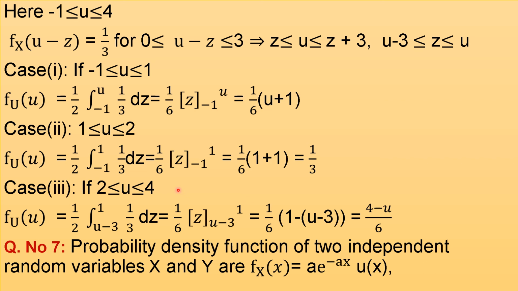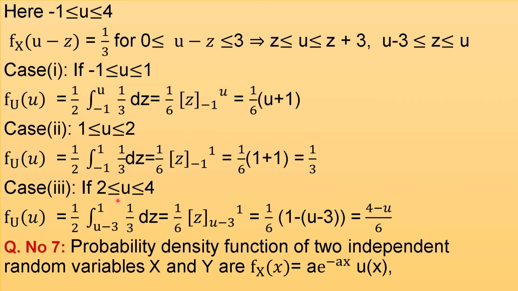Then f_U(u) will be half into the integral f_Z(z) f_X(u minus z), where f_Y(z) is 1 by 3, dz. Now you need to write the lower and upper limit. When u is greater than or equal to 2 and less than or equal to 4, u minus 3 will be, when u is 2, u minus 3 will be -1. When u is 4, u minus 3 will be 1. So when u lies between 2 and 4, u minus 3 lies between -1 and +1.